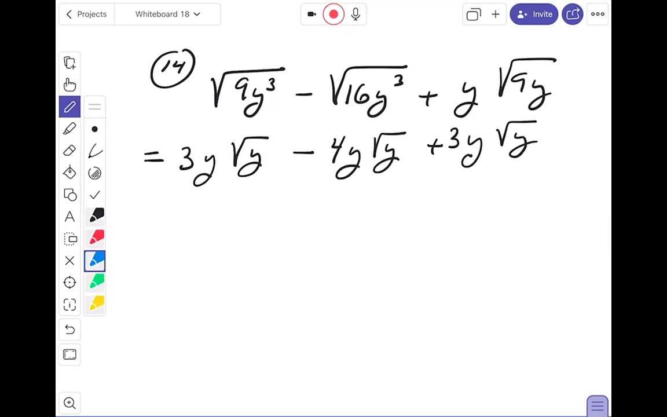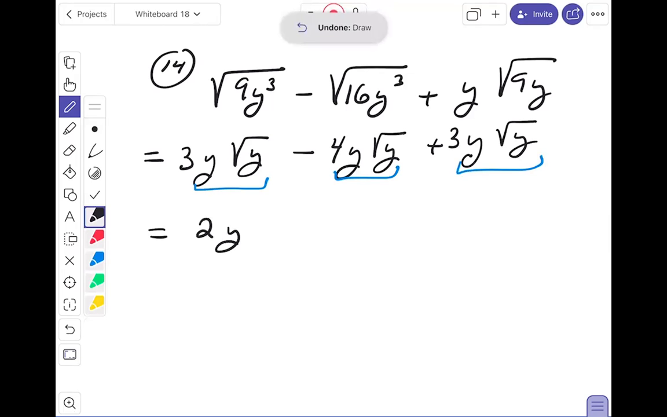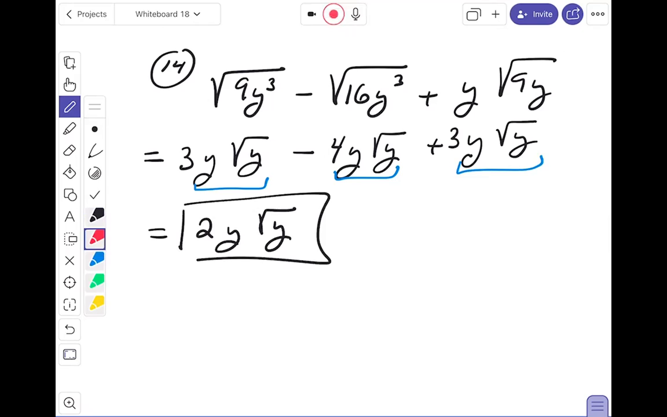What do I notice? Every term has identical variable and radical parts. Just add their coefficients together. Well, 3 minus 4 is minus 1, and minus 1 plus 3 is 2. 2 what? Whoops. 2y root y. Let's get the red pen out, see how we did. And again, I can encourage you to look at the answer key, and you should be staring at that. And we are. All right, let's go to 15.